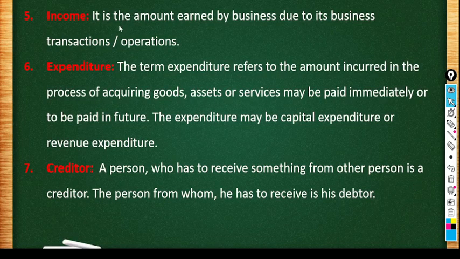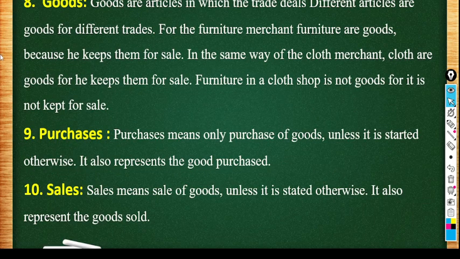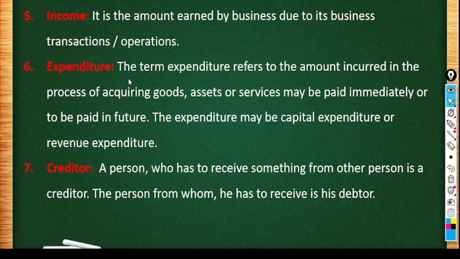Next one, income. It is an amount earned by the business through business transactions and operations. So whatever amount is earned by the business, we call that income. Next one, expenditure. Expenditure refers to the amount incurred in the process of acquiring goods. When you are buying goods, the money we spend is called expenditure.